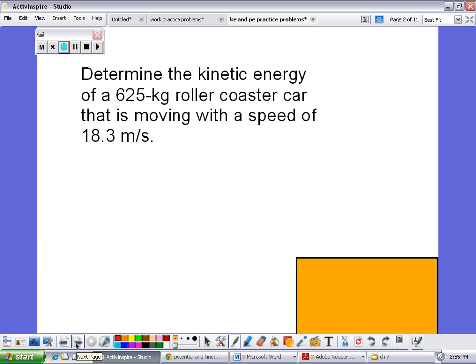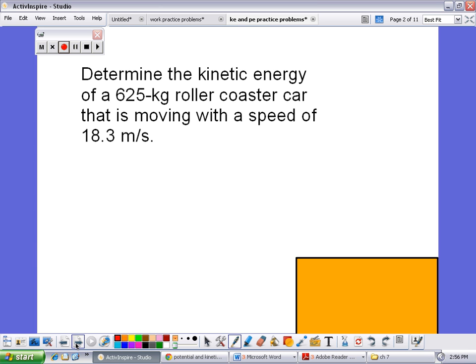So our first problem, I'm going to read you the problem. You're going to then pause the video, do the problem, and then play the video to see the answer to check your work. So our first problem we're going to do: determine the kinetic energy of a 625 kilogram roller coaster car that is moving with a speed of 18.3 meters per second. Pause the video, do the problem, and then play when you're ready to check your work.